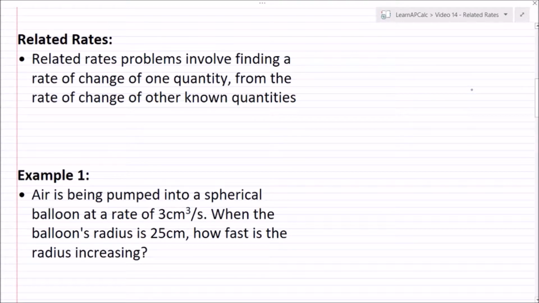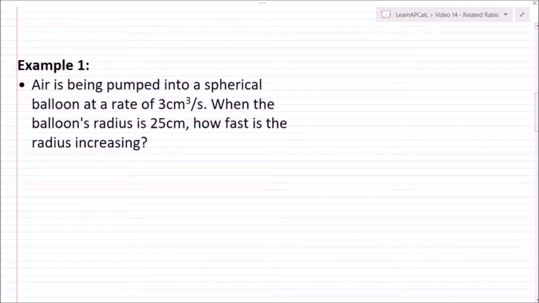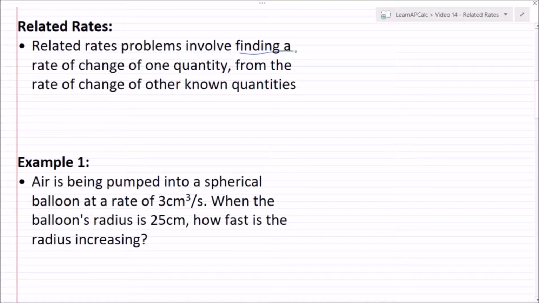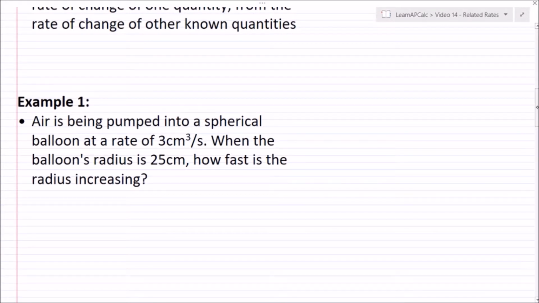Alright, so if you're unfamiliar, a related rates problem involves finding the rate of change of one quantity from the rate of change of other known quantities. So let's take an example here. Air is being pumped into a spherical balloon at a rate of 3 centimeters cubed per second. When the balloon's radius is 25 centimeters, how fast is the radius increasing? So here we're trying to find a rate of change from a known rate of change. If you think you know how to do this, you can pause your video, but I haven't actually discussed how you go about solving this, so otherwise feel free not to pause and just watch this.